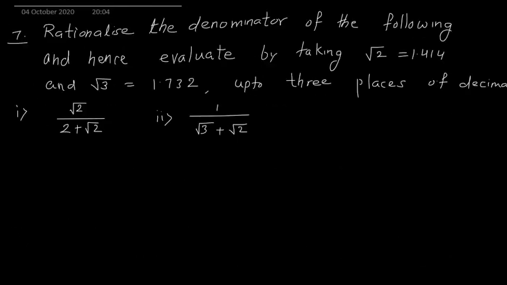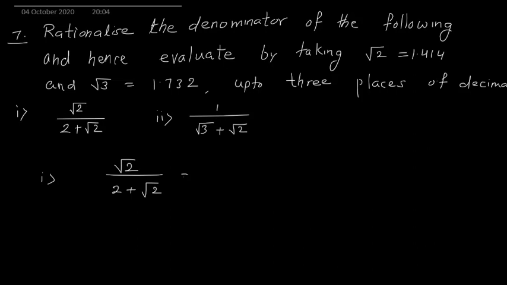Rationalize the denominator of the following and hence evaluate by taking root 2 as 1.414 and root 3 as 1.732. So the problem, again a simple problem. Only when I arrive at the solution, I have to use the value of root 2 and root 3. So here the first problem is root 2 divided by 2 plus root 2.